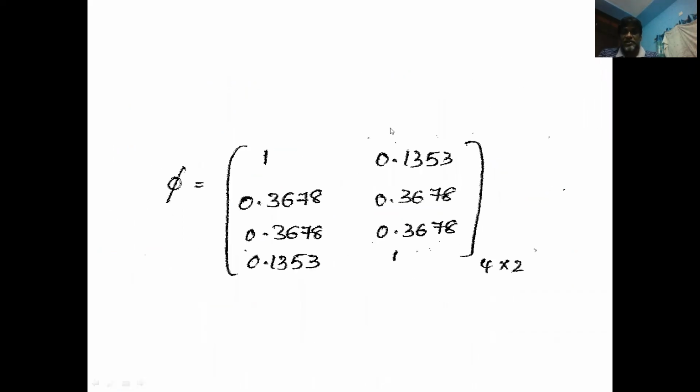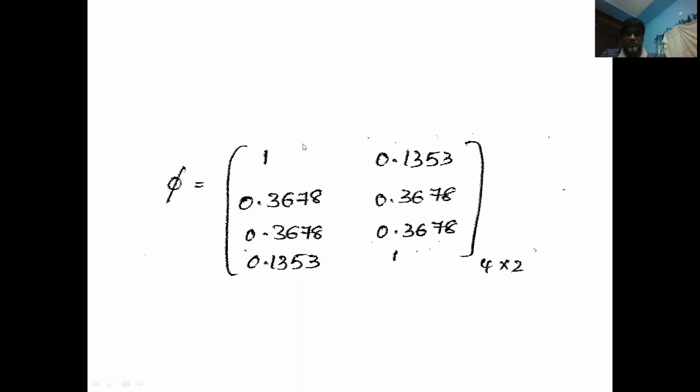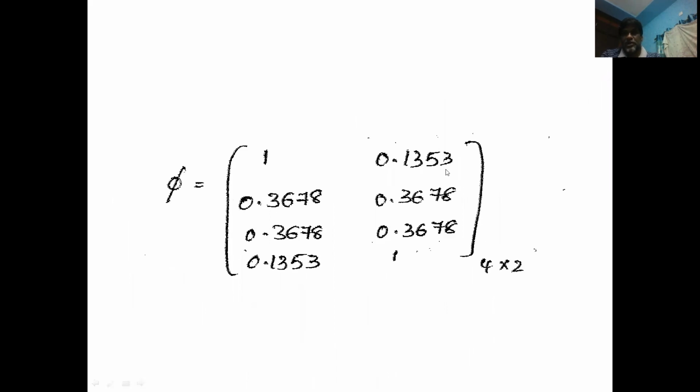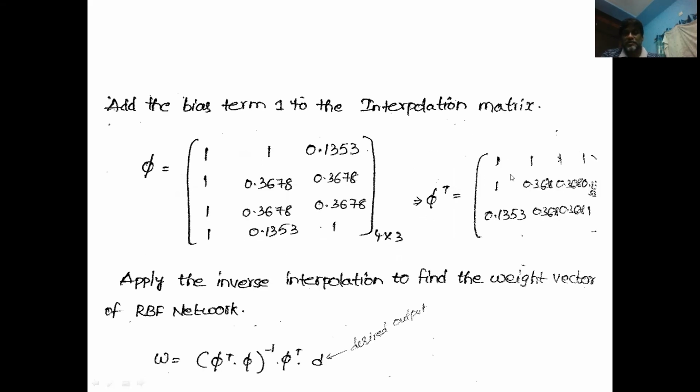Now let us represent this in the form of a matrix. The first column we got 511, 521, 531, 541. What are the values? 1, 0.3678, 0.3678, 0.1353. So these are the first column of values. And the second column of values is 0.1353, 0.3678, 0.3678, and 1. So this is the interpolation matrix.